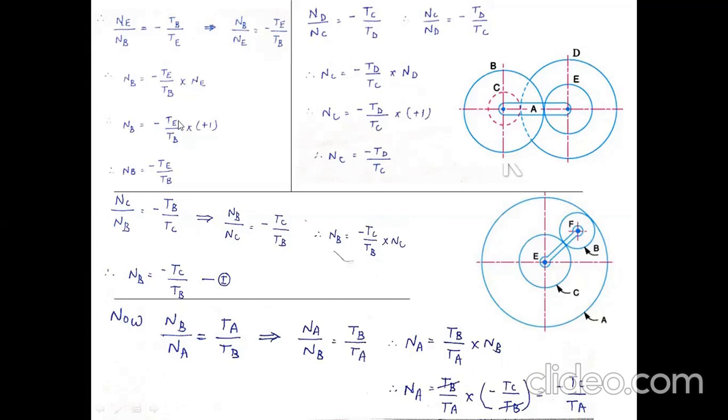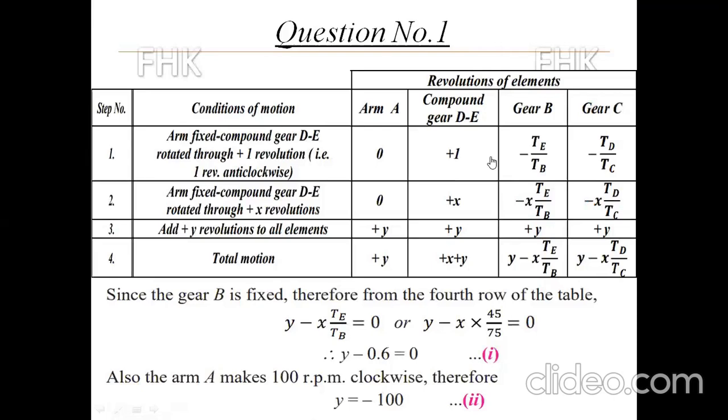So NB is equal to minus TE upon TB into, what is the speed of E? I am giving one revolution to the compound gear, so NE is +1, as we have already written in that table. So NB is equal to minus TE upon TB. If you make a mistake in writing the speed of NB, it will directly reflect here and your answer will be wrong. So while writing here, take precaution.